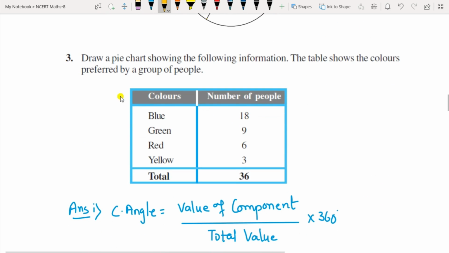Now here also we have to draw a pie chart. The information given here is the color liked by number of people. Blue color is liked by 18 people. Green color is liked by 9 people. Red is liked by 6 people. Yellow is liked by 3 people. So total number of people are 36. It has been given in the chart.